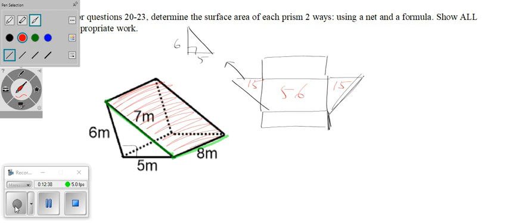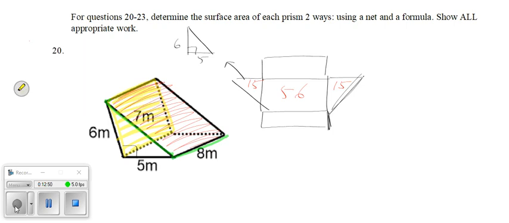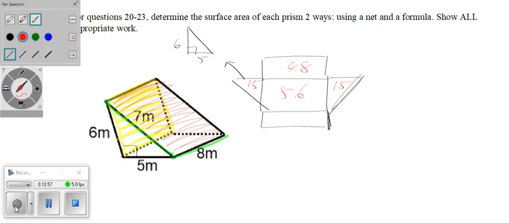Our back rectangle, which I'll highlight, let's do yellow for this one. Our back rectangle is this one here. You can kind of see it there in the back. What are the dimensions of that one? 6 by 8, which means its area is 48. And then the bottom one, which I suppose I could highlight in purple. What are the dimensions of this one? 8 by 5, which makes it 40.